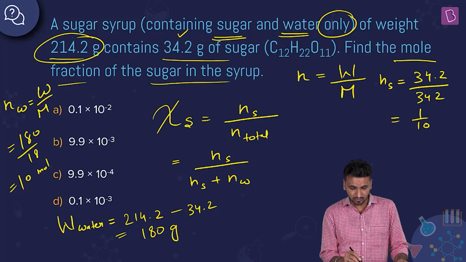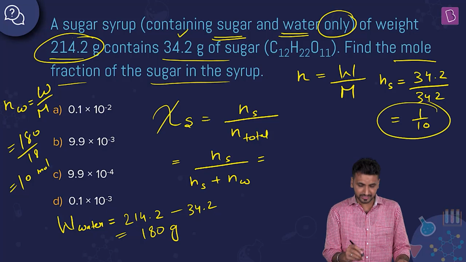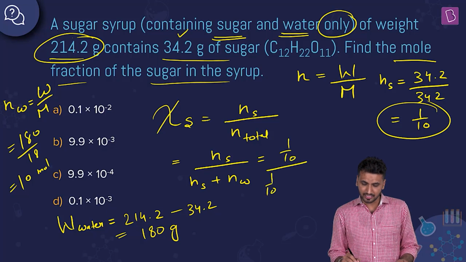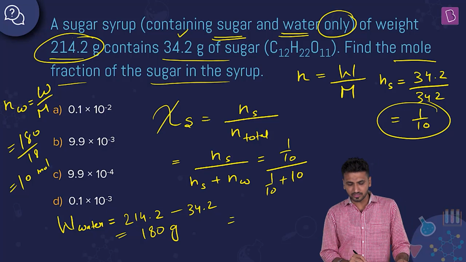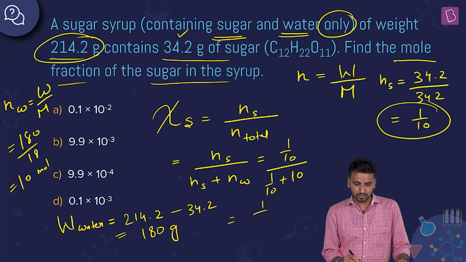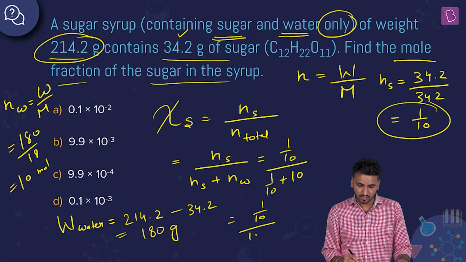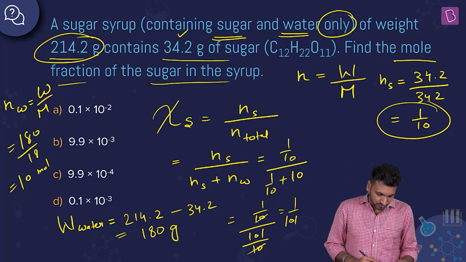Let's put the values now, final time. So moles of sugar, we have calculated it over here, 1 by 10. Moles of sugar, 1 by 10 again, and moles of water is 10. So if you just solve this, this is going to be 1 by 10 divided by 10 plus 1 by 10, which is 101 upon 10. Cancel 10. Answer will be 1 upon 101.